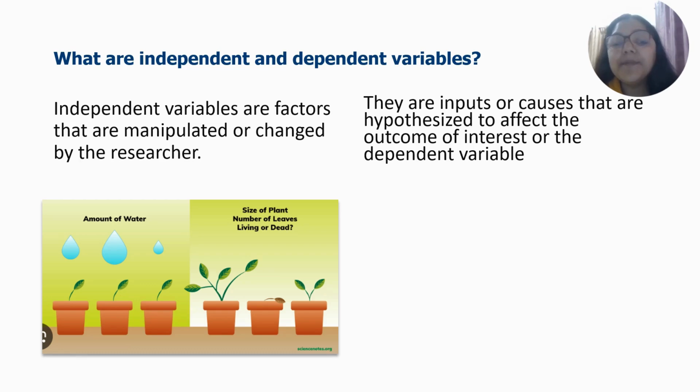So the independent variables are input or causes that are hypothesized to affect the outcome of interest or the dependent variable. So here the hypothesis perhaps was that giving larger amounts of water probably destroys the plant, or a more exploratory hypothesis which says, how does the number of leaves change if you vary the amount of water that is given to the plant?